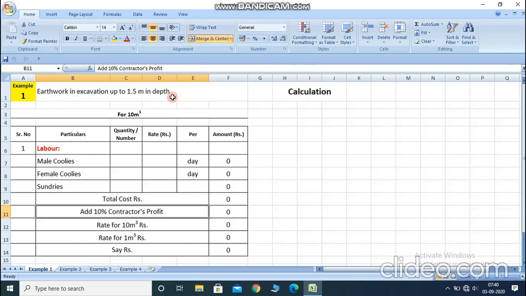So let's start example number 1. Here, earthwork in excavation. The calculation we take for 10 meter cube. Here no material is required, so not a single material is included in this example. Only labor cost is included.